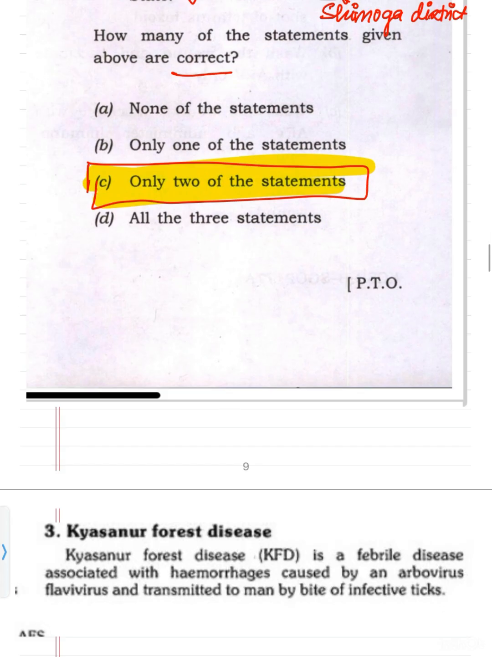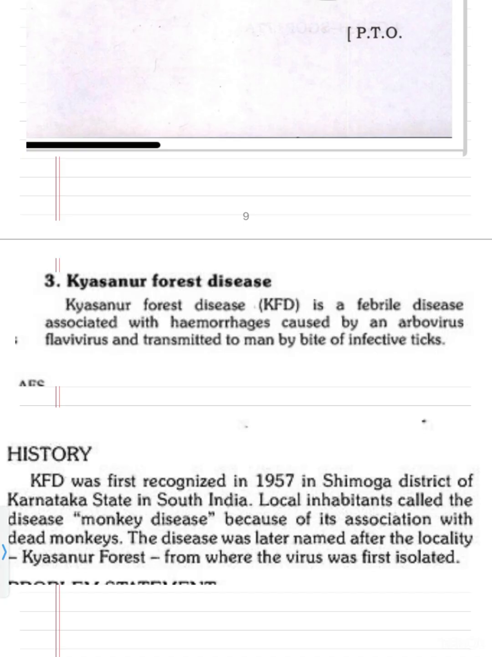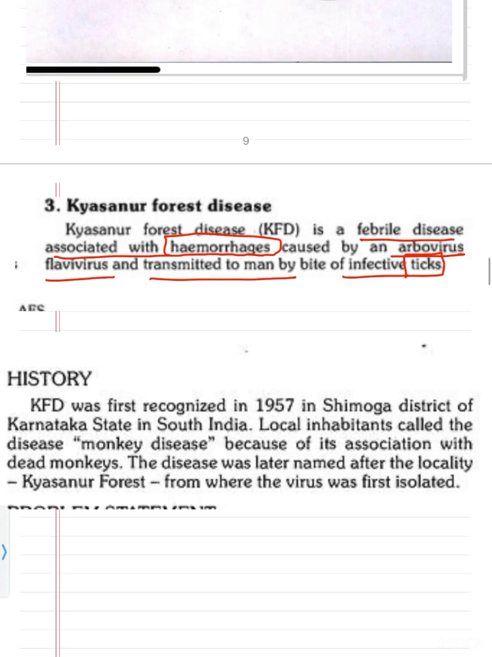Now coming to the source from where it was asked. It was asked from the PARK. The text says: Kyasanur forest disease, KFD, is a febrile disease associated with hemorrhages caused by an arbovirus, flavivirus, and transmitted to man by the bite of infective ticks. History: KFD was first recognized in 1957 in Shimoga district of Karnataka state in South India. Local inhabitants call the disease monkey disease.